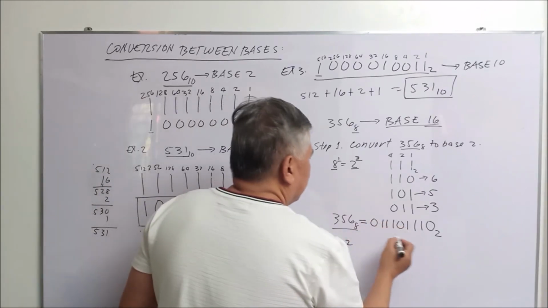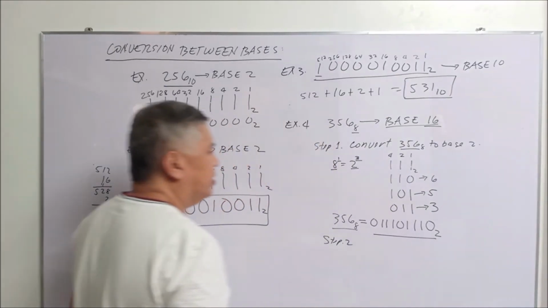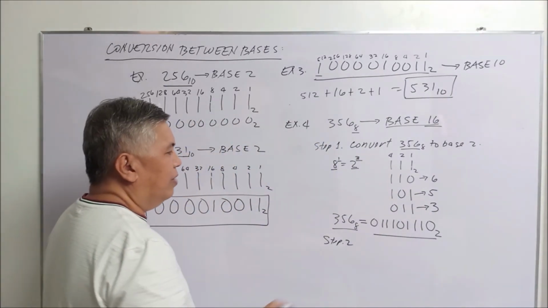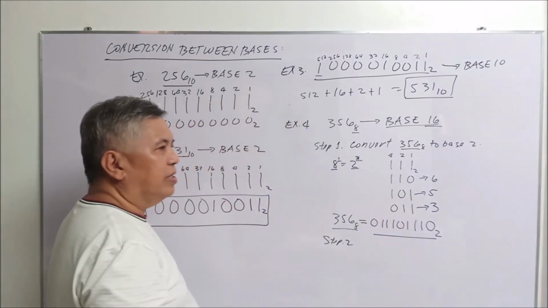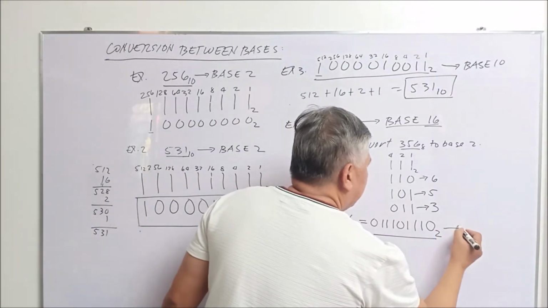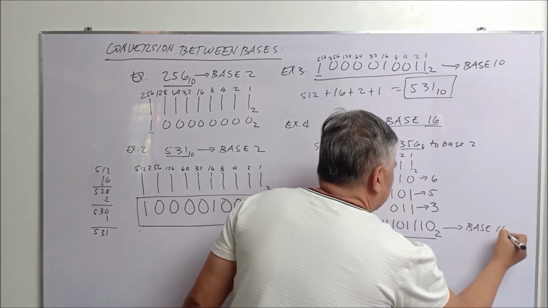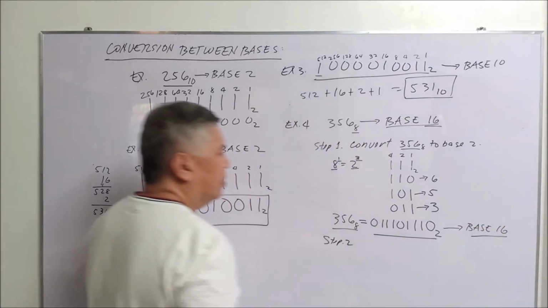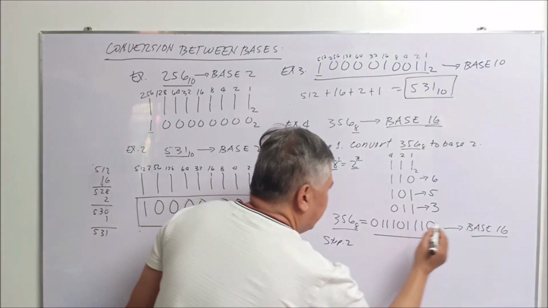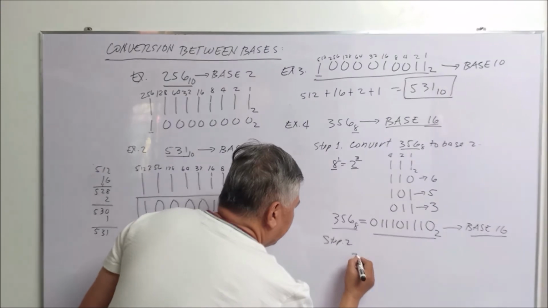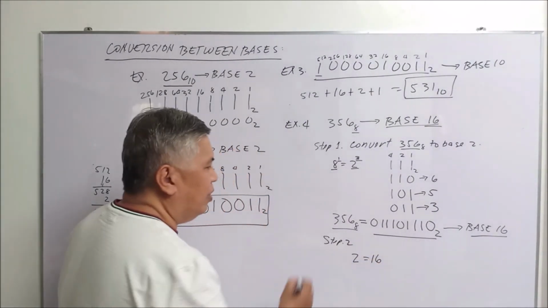So, what is being derived now is a binary number, and we want this binary number to be converted to base 16. So, binary to base 16. When you say binary to base 16, 2 should be equal to 16. How do we do that?